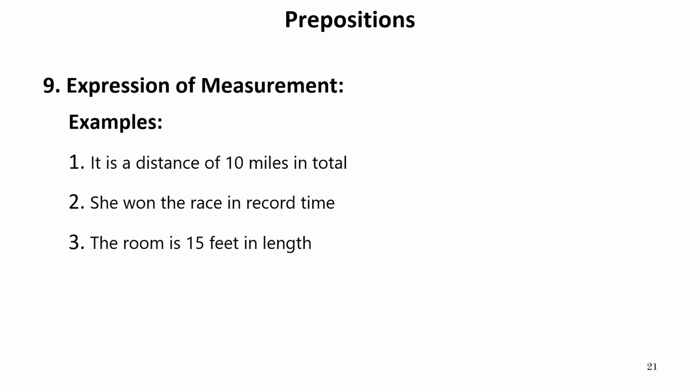Expression for measurement. So in case of measurement as well, we can use in. It is a distance of 10 miles in total. She won the race in record time. The room is 15 feet in length. So this is how we can show the measurement in terms of in. Now we can have several phrases as well relating to measurements in which in has been used, or maybe at has been used. Now let us move to the next one.